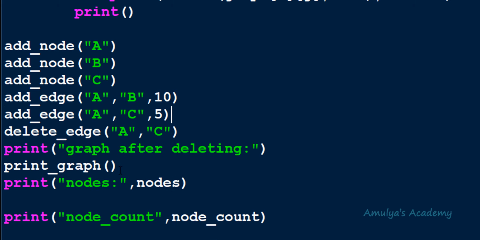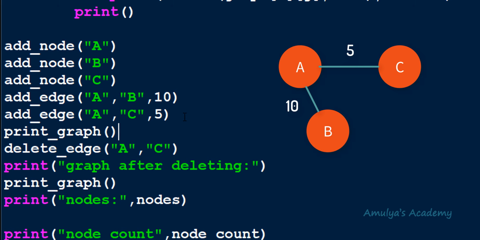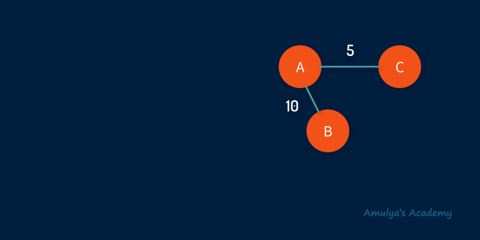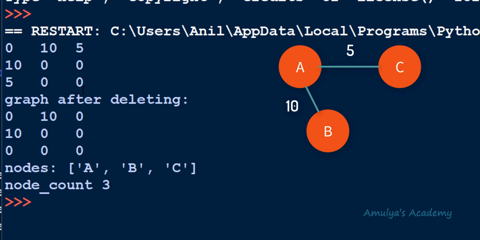So here, where is that? Print graph. Before deleting that, okay, now execute this. Here you can see before deleting this, this is the graph. After deleting this, this is deleted and this is deleted, because we deleted an edge from A to C. That's why here you can see the graph.